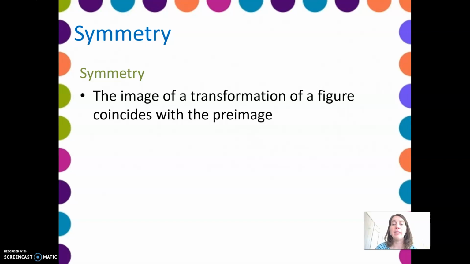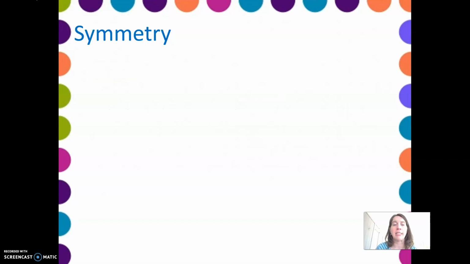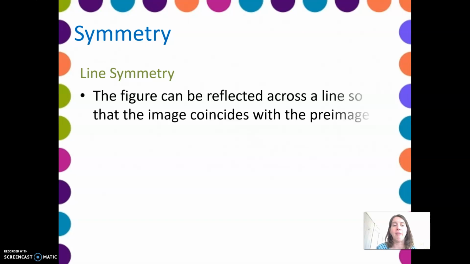There'll be two kinds of symmetry that we'll be looking at in our lesson today. The first kind of symmetry that we have is called line symmetry. So what does that mean? That we have line symmetry. Our shape can be reflected across a line, so I see the same image on the other side of the line. It's almost like I could fold it across this line and I would see the exact same mirror image on the other side of our picture.